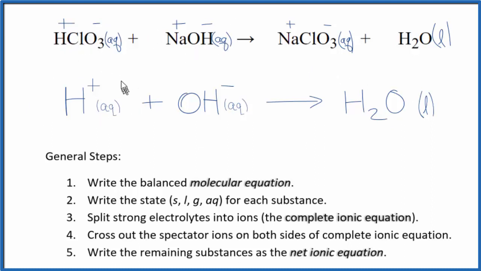You can see charge is conserved. You have a positive and a negative. They cancel out. They give us a neutral compound. And mass is conserved as well. We have 2 hydrogens here. Products, 2 hydrogens. 1 oxygen, 1 oxygen.